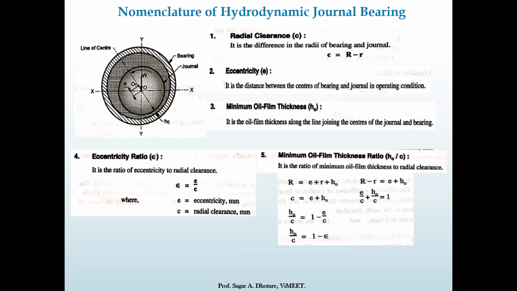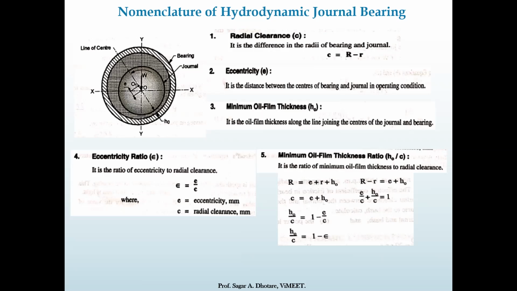The eccentricity ratio is the ratio of eccentricity to the radial clearance. So based on this we can find out any one of them. If we have the value of the ratio, we can find out the other one. Next one, minimum oil film thickness ratio. It is also very important, because based on this we need to find out the calculations. Okay, this we can understand better when we solve the numericals.